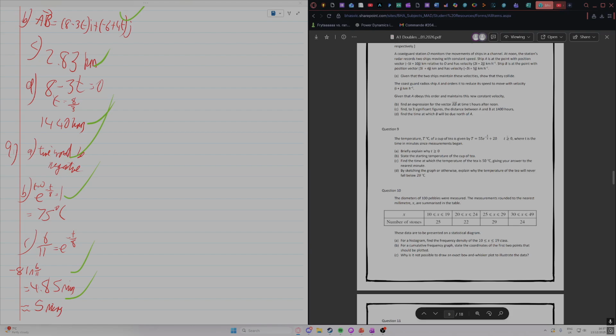Explain why t is greater than 0, so you can't have negative time. State the starting temperature of the cup of tea. They love doing this. You set time to 0, and that gives you your answer, 55 plus 20, because e to the whatever it is, when 0, just turns into 1.